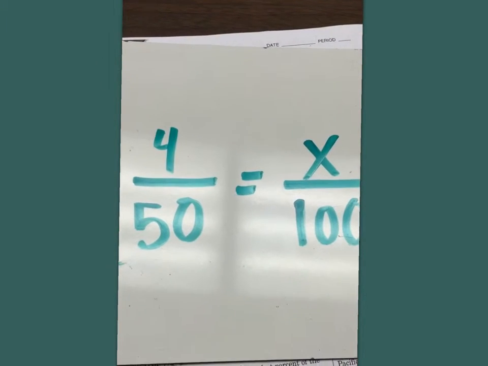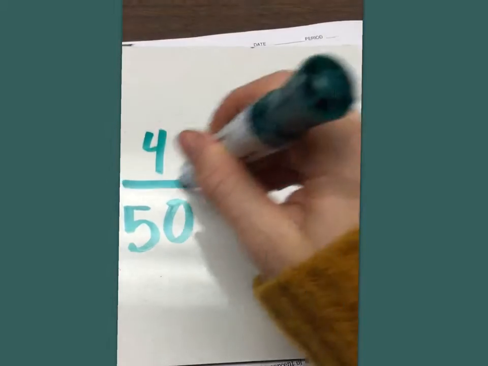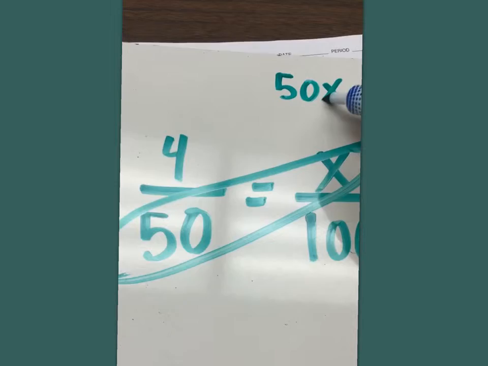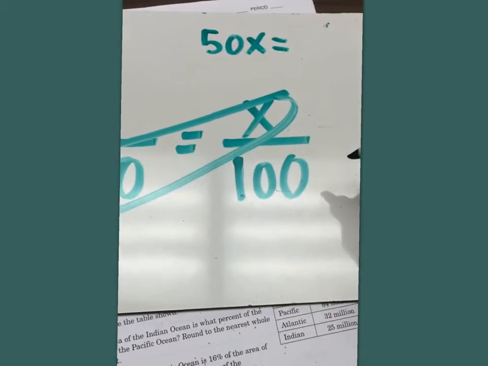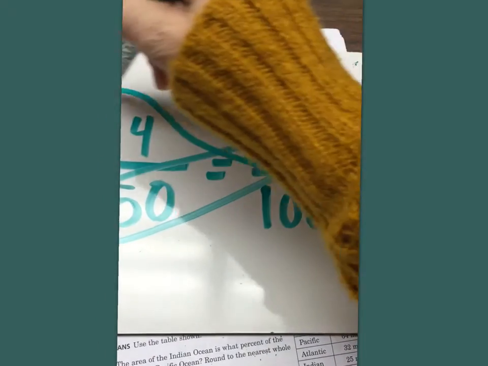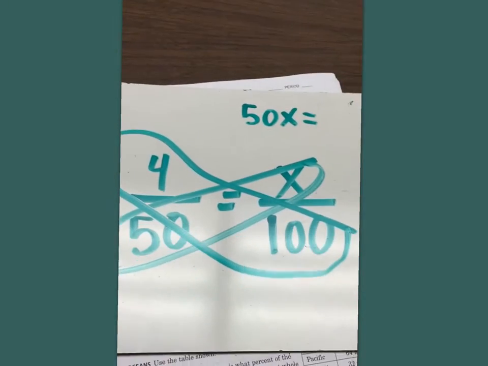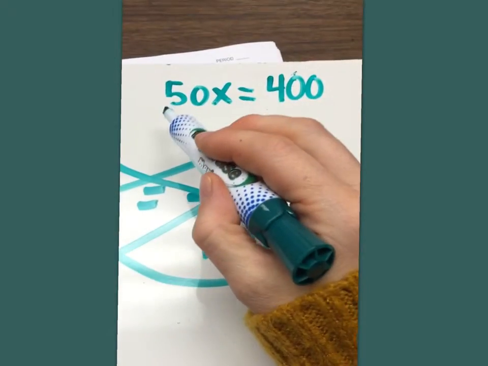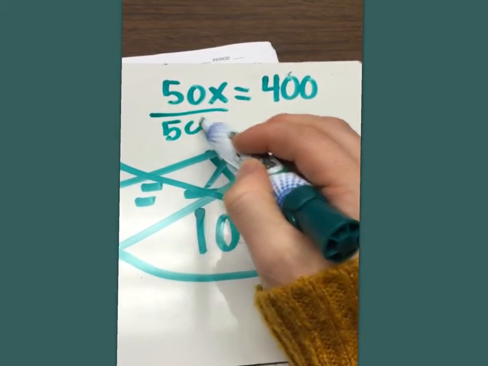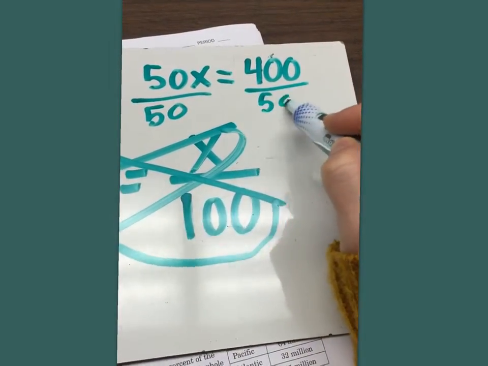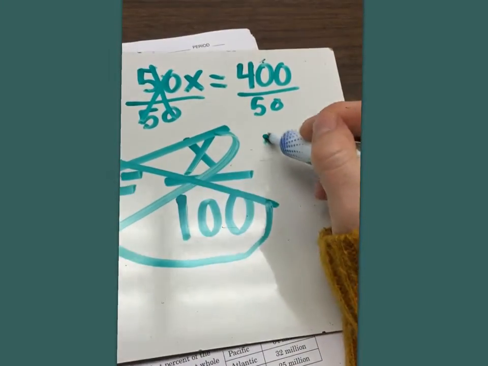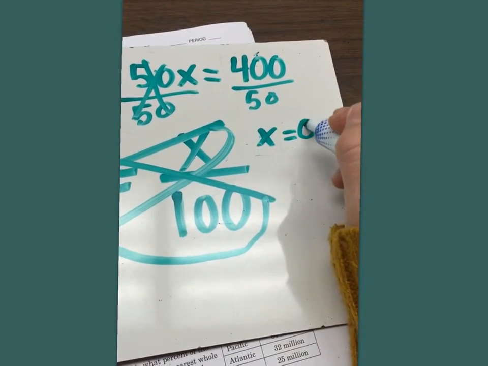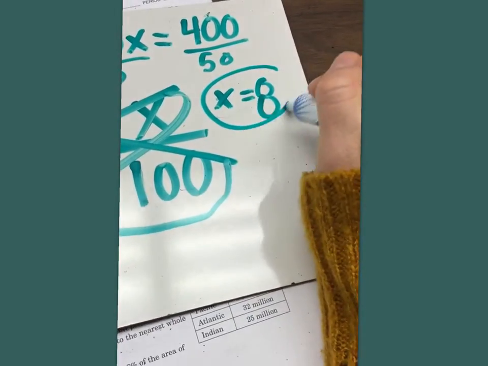Now it is set up and I'm ready to cross multiply. So I'm going to take 50 times x, so that becomes 50x, put down my equal sign. I'm going to cross multiply the other side. 4 times 100 is 400. Then I'm going to divide to get x by itself. So I'm going to divide 50x by 50, 400 by 50. That goes away. I'm left with x equals 400 divided by 50 is 8.